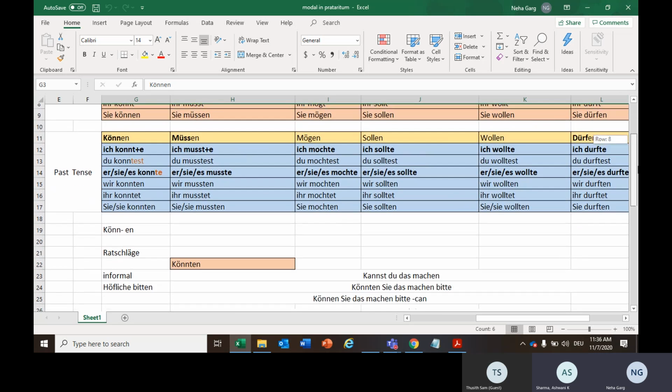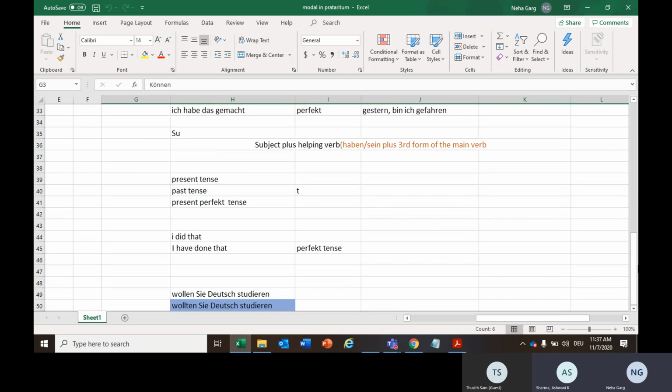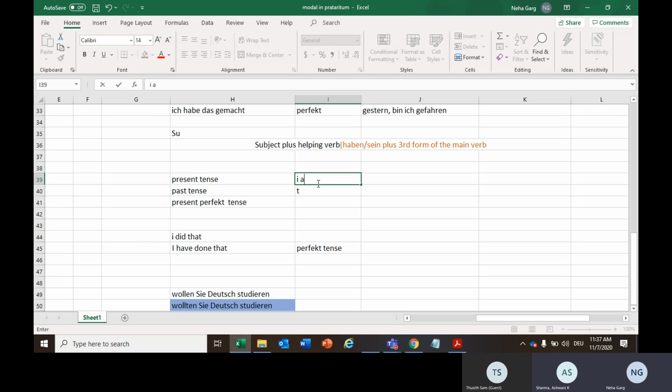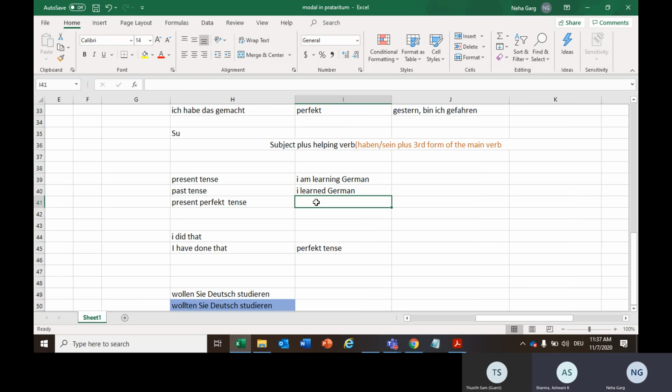But before we learn them, let's have a quick overview of the three types of tenses which are important in both A1 and A2. So present tense, which we have done already, like I am doing or I am learning German. So this is our present tense. I learned German. This is past tense, simple past tense. Present perfect tense, I have learned German. This is present perfect tense.